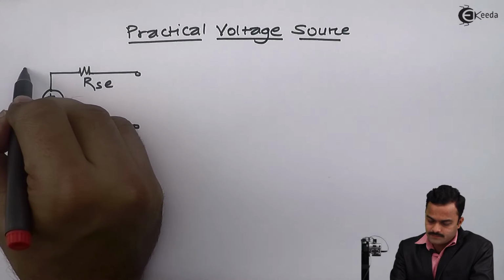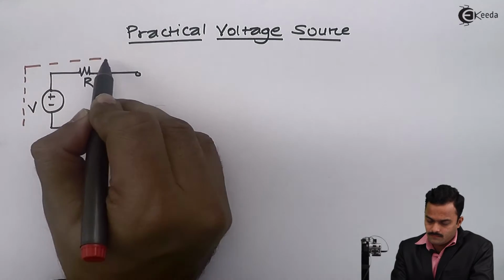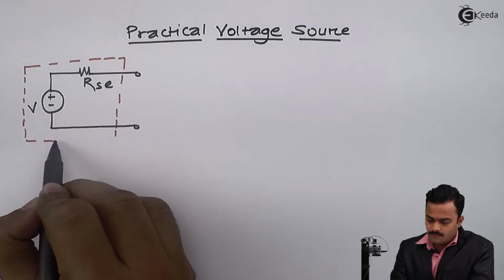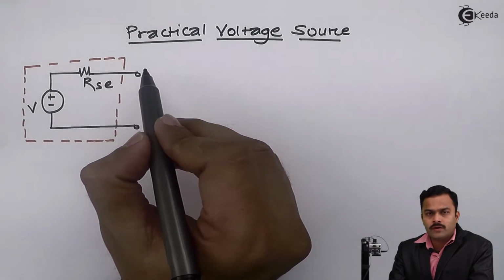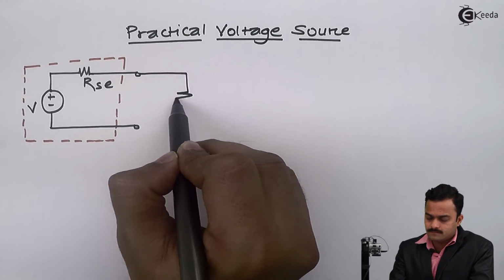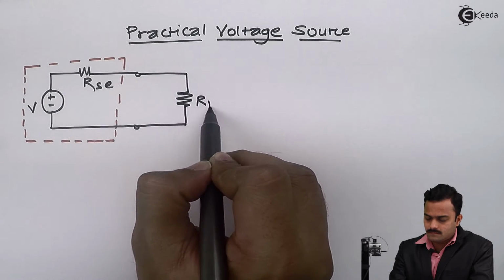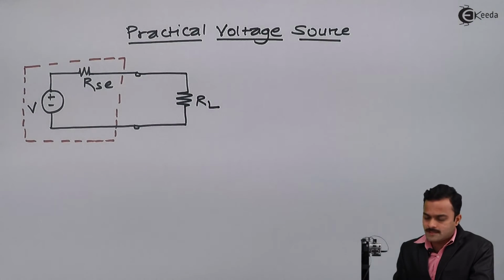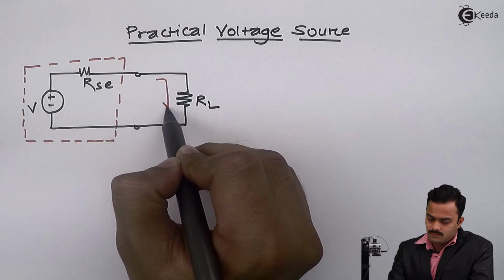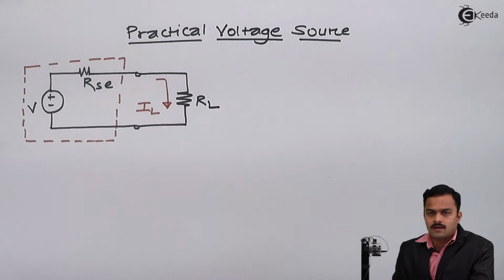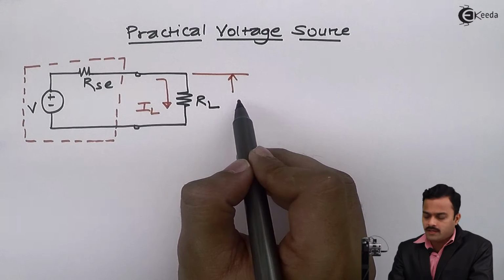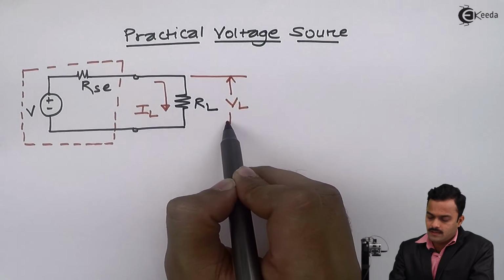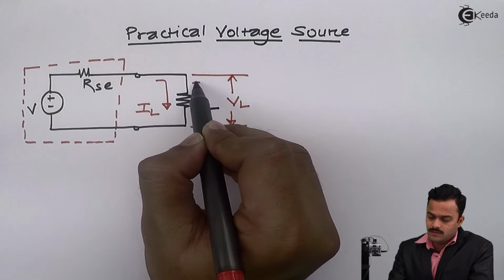So this part is a practical voltage source. Now this source I am going to connect to a load resistance. Now again the circuit is closed. Current IL will flow through the resistor, which will give rise to a voltage drop VL across the load resistor in this polarity.